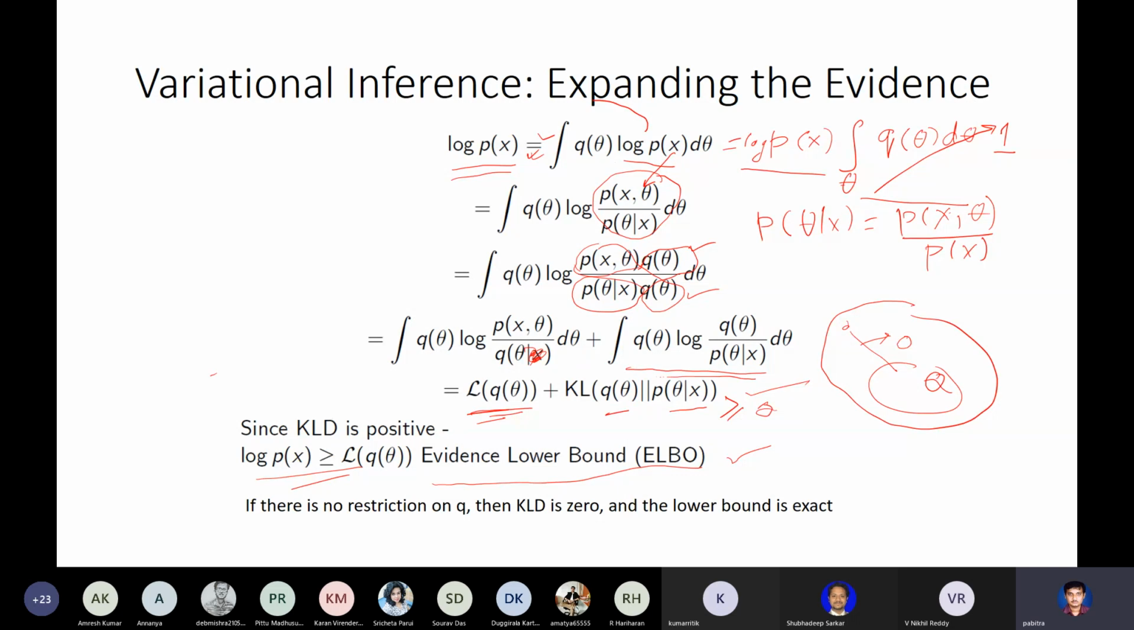In that case, sorry, the lower bound is not 0. The gap is 0. This evidence is nothing but equal to this lower bound. KL is 0, so log of evidence is equal to the lower bound. But we cannot make Q the entire set of distributions, because the entire set has many intractable distributions which we don't want to deal with. We want to deal with only nice distributions Q, which form a subset of the entire set. So keep in mind that log of p(x) is greater than or equal to some script L, which is a function of Q and theta. And this script L is called the ELBO.